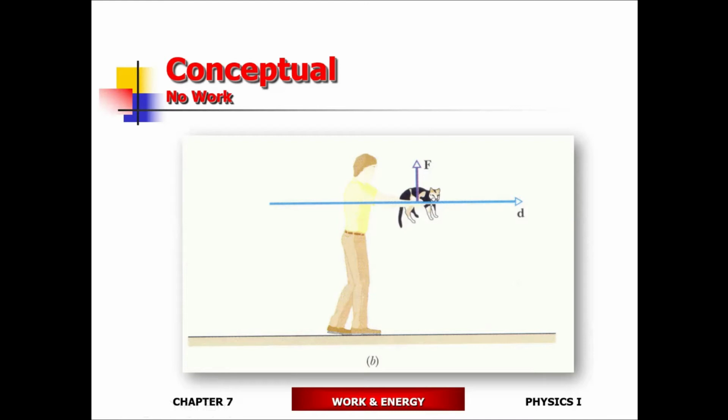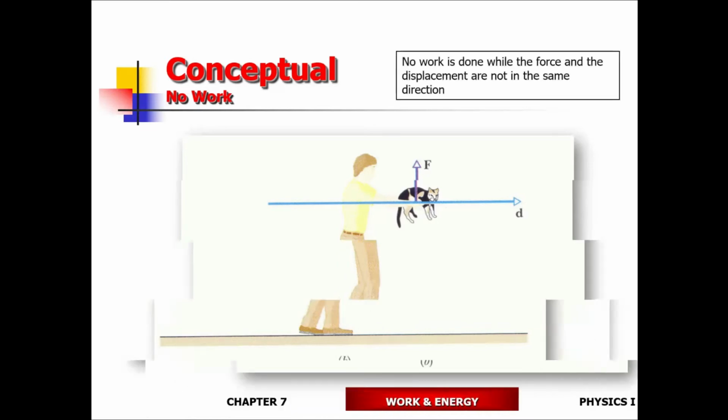This force does not transfer any energy to the cat. Which means there's no work being done on the cat by this force. Once again, you're moving in a straight line at a constant speed, and the force you're applying has no component along the direction of motion, which means no energy is being transferred to the cat by that force. So no work is being done.